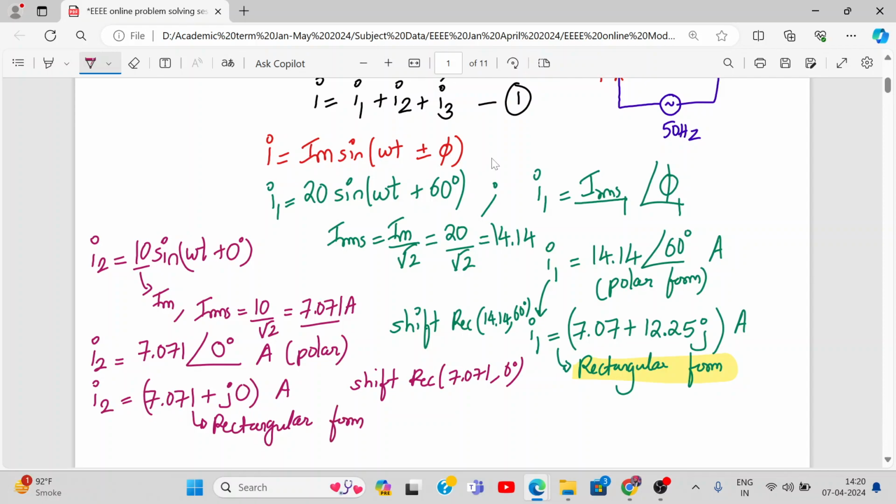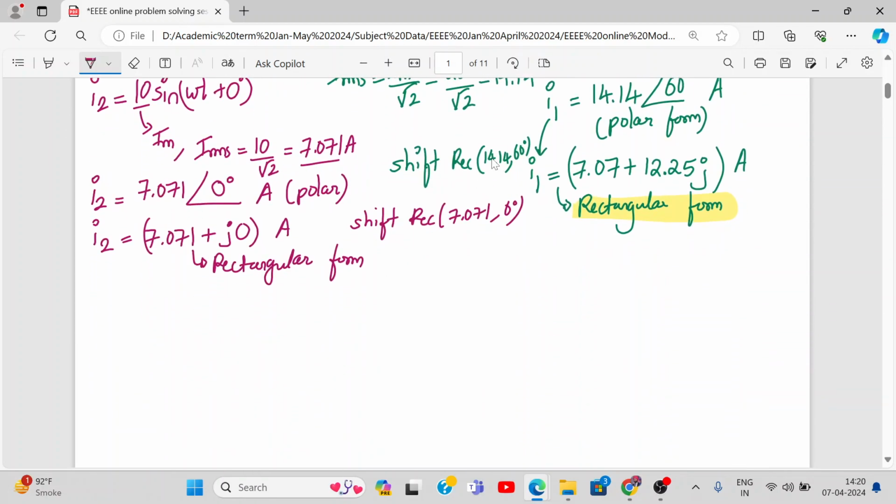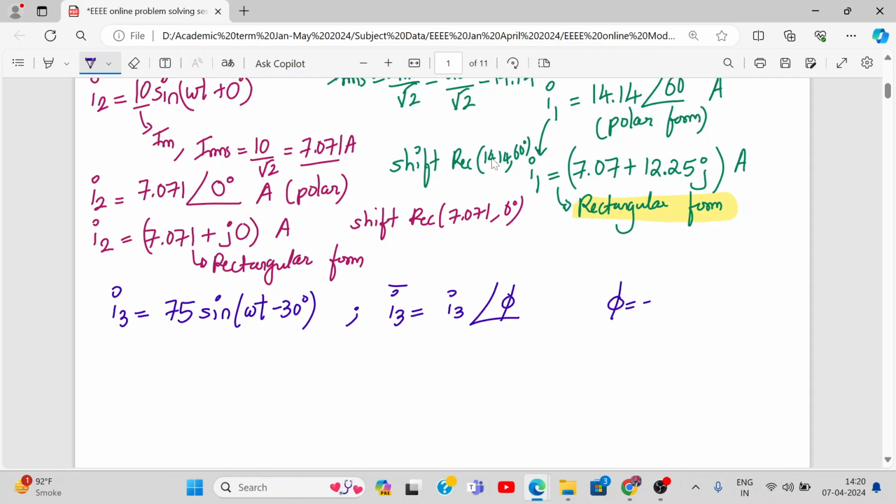Now similarly do it for I3. 75 sine omega t minus 30 degree. So quickly do it. I3, how much is it? 75 sine omega t minus 30. So compare it with the standard form. This is I3 magnitude, I3 angle phi. So phi 3 will be minus 30 degree.